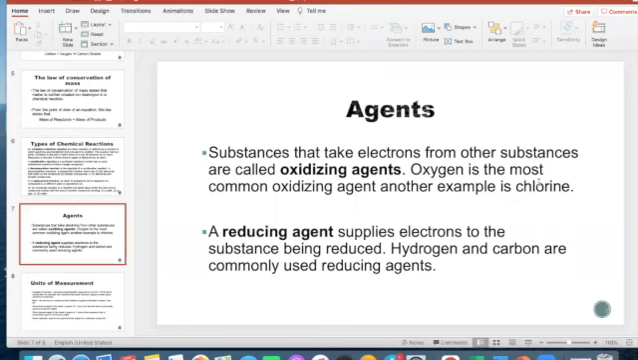And then you have a reducing agent. All right, so this is where you have a reducing agent. It supplies electrons to the substance being reduced. So your hydrogen and your carbon, these are your commonly used reducing agents. All right, so a reducing agent supplies the electrons to the substance that's being reduced.